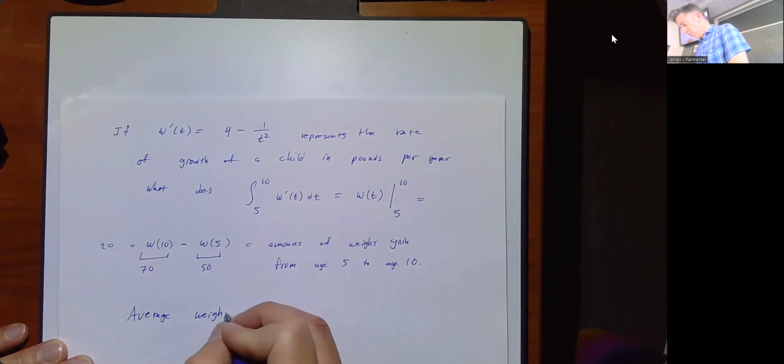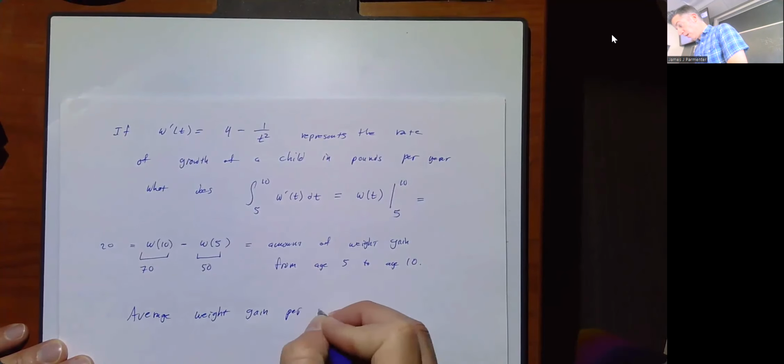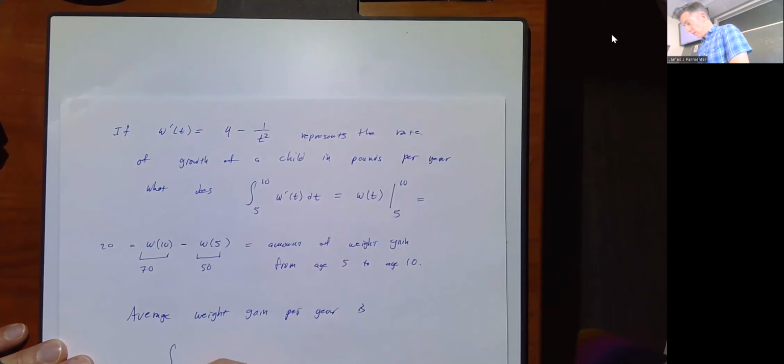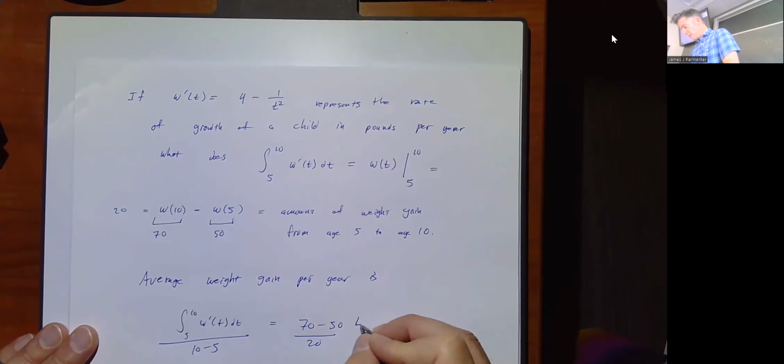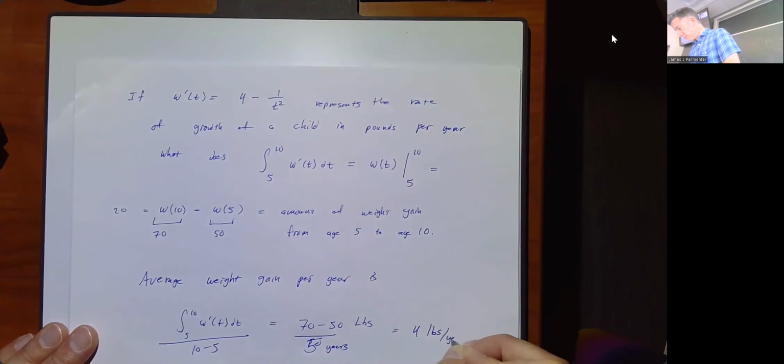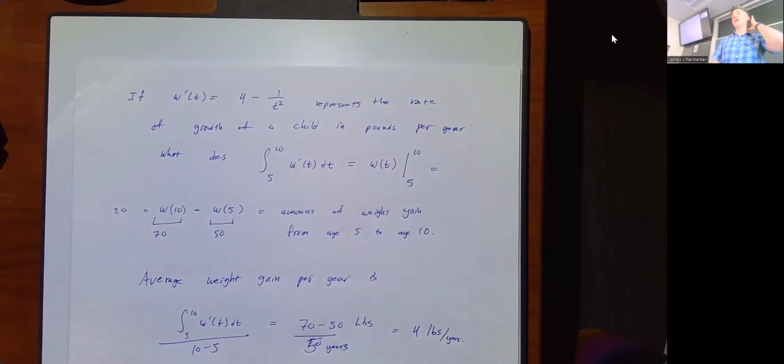change in weight, or weight gain per year, is going to be the same integral divided by the length of the time interval, which in this made up situation is 70 minus 50 pounds divided by 10 minus 5, so divided by 5 years. That would be 20 divided by 5, which is 4 pounds per year. Which again, probably not a very realistic number. It doesn't have to be realistic for the math to make sense.